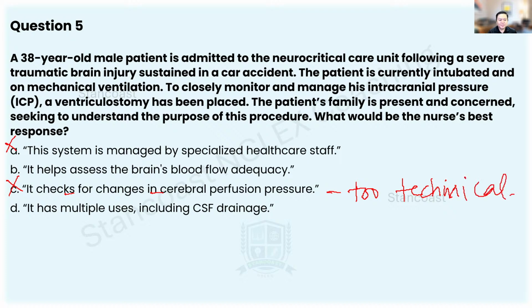Okay. What about letter D? It has multiple uses, including CSF drainage. But will this address their question about the purpose of the ventriculostomy? When you're telling them it has multiple uses, including CSF drainage, we know that it can be used in so many ways. It can drain the CSF. It can also allow us to monitor the ICP. But if you are giving way too much information initially, this could give them too many things to think about. It will lead to confusion. It can overwhelm them. Too many things going on here. It has multiple uses, including CSF drainage. Too overwhelming for the family. Make your statement as simple as you can.